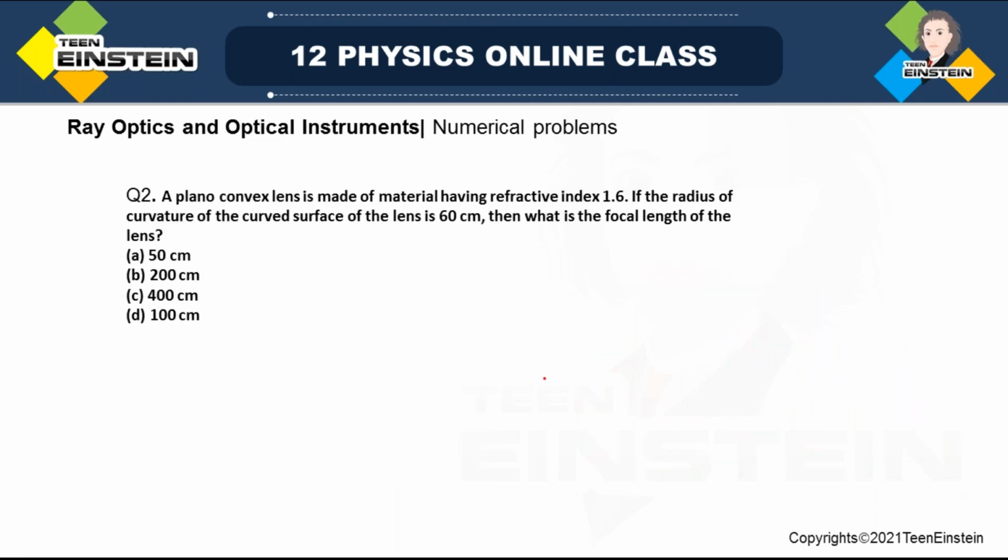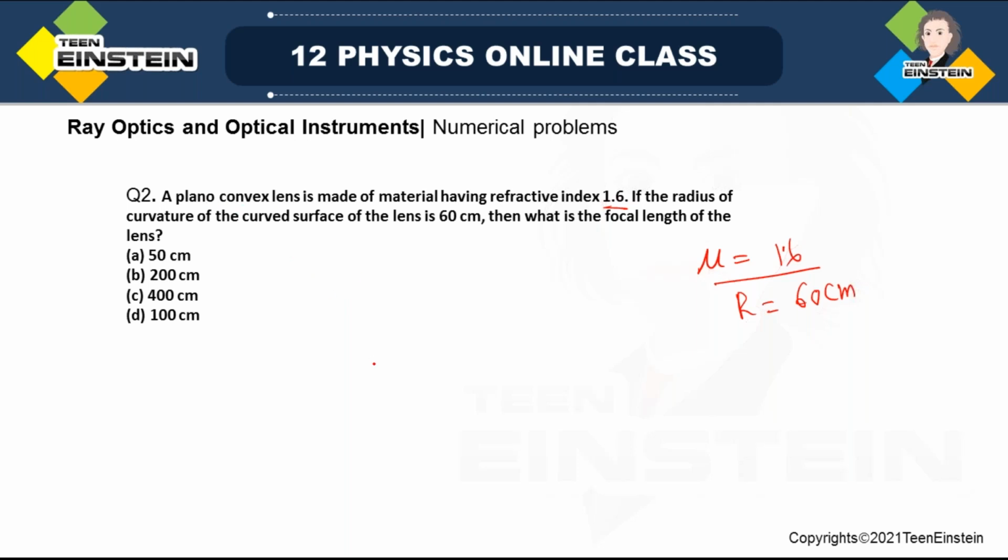So this problem you have to read carefully. Any problem you want to solve, you have to read it and understand the problem itself first. So a plano-convex lens is made of material having refractive index 1.6. So the refractive index of the material with which the plano-convex lens is made is 1.6. Mu is given. The radius of curvature of the curved surface is given. So what will then be the focal length of the lens?